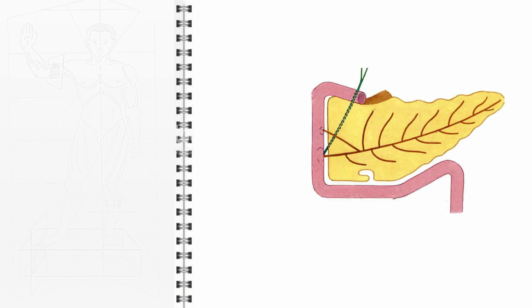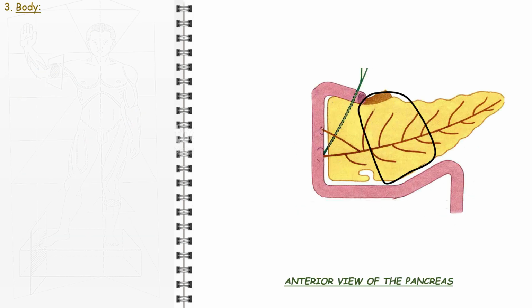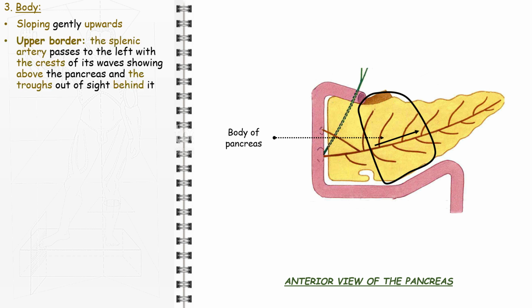The body of the pancreas is sloping gently upwards. Its upper border is flanked by the splenic artery passing to the left with the crests of its waves showing above the pancreas and the troughs out of sight behind it. Its lower border crosses upwards and forwards the origin of the superior mesenteric artery. Its anterior surface has a slight convexity towards the right, the tuber omentale.